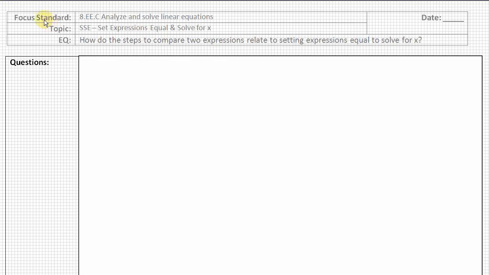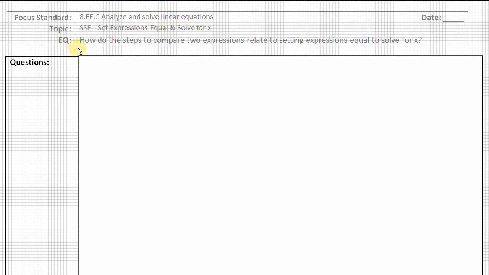For today's lesson, our focus standard comes from Grade 8, Expressions and Equations, Standard C, Analyze and Solve Linear Equations. Our topic comes from Simplifying and Solving Equations, where we are going to set expressions equal and solve for x. So we've done a lot on analyzing and simplifying expressions leading up to this work that we're now going to do to solve linear equations.